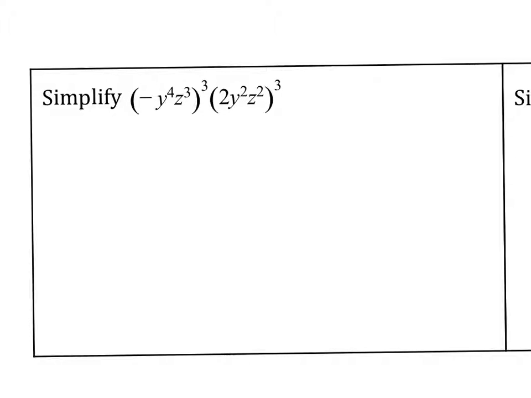So here we have a nice fun combination of a couple rules. We got powers being raised to powers, we got things being multiplied together, and my advice here is just take it one step at a time. Deal with the most powerful thing first. Most powerful thing, what do I mean by that?